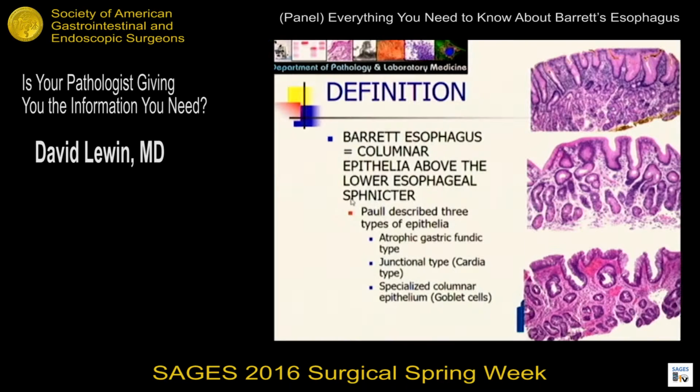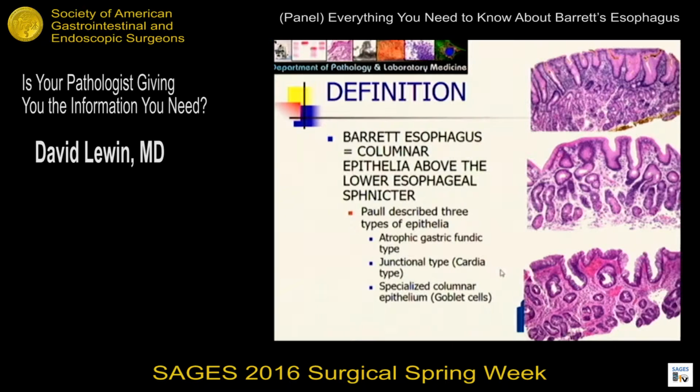Here is the initial definition of Barrett, and this is why the British started with this. When Paul described Barrett initially, he described 3 different types of epithelium, which you can see over here. A more atrophic gastric fundic type, a cardia type, and then what we've now taken to be Barrett esophagus, intestinal metaplasia. And then it has to be above the lower esophageal sphincter.